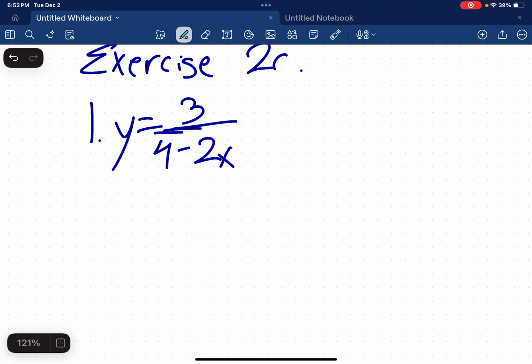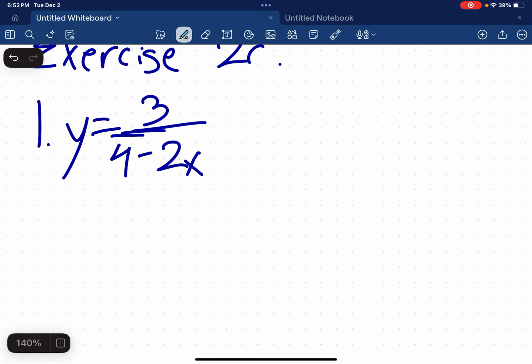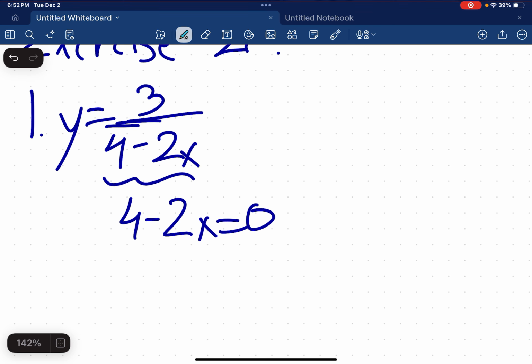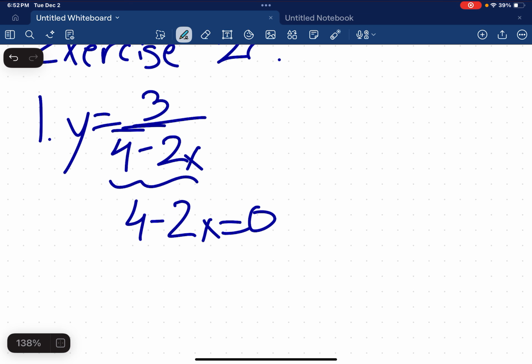Let's find its vertical asymptote, and its vertical asymptote is something that y cannot equal. Remember, 1 divided by 0 does not exist. So we know that there's always going to be an asymptote there. So that means we can set this bottom equation to 0 to find out what our first asymptote is going to be. And with that, we get x equals 2. So we know our equation for our asymptote is going to be x equals 2.